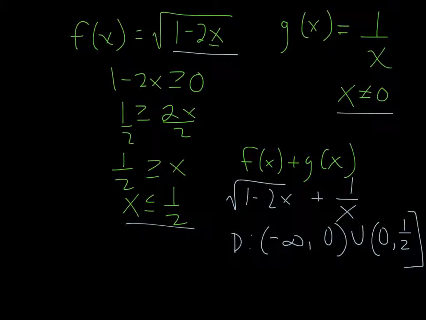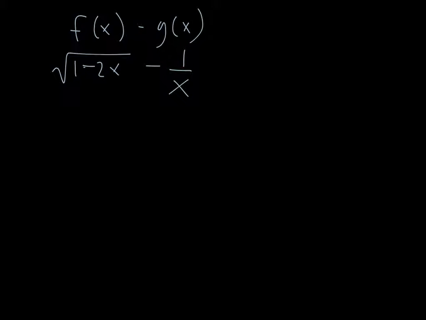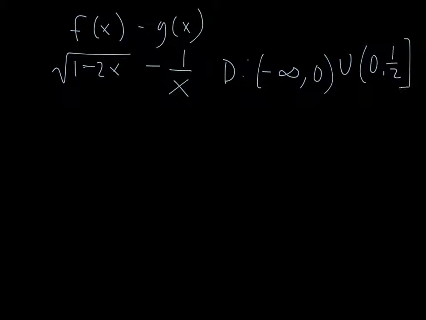This was just addition. If I go to subtraction for these, so if I take f of x minus g of x for the same functions, we had said that f of x was the square root of 1 minus 2x, and g of x is 1 over x. Same domain restrictions. So the domain we had said was negative infinity up to 0, union 0 up to 1/2, including 1/2.